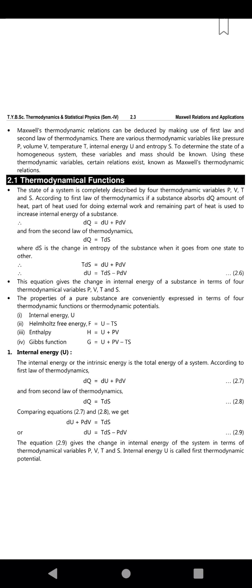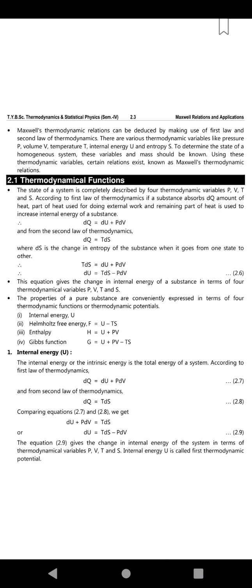The properties of a pure substance are conveniently expressed in terms of four thermodynamic functions. One is internal energy. Second is the Helmholtz function, which is also called Helmholtz free energy, represented by F, which is equal to U minus TS, where U is the internal energy, T is the temperature, and S is the entropy. Third is enthalpy, which is represented by H and can be written as U plus PV.